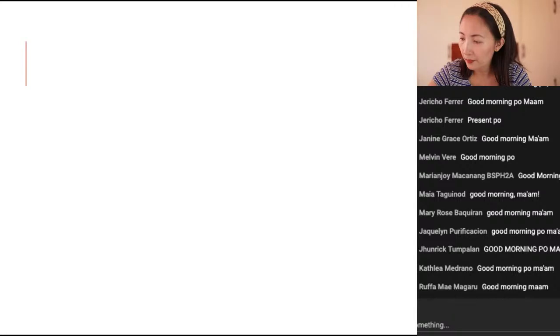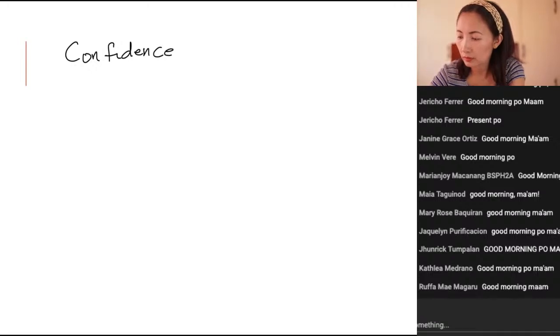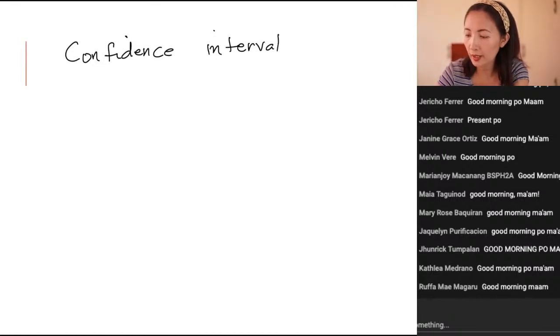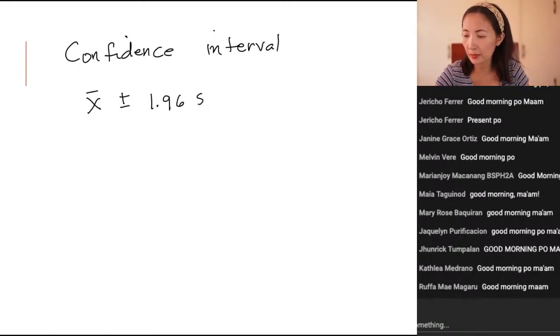There are two ways by which we can establish or compute the confidence interval. One is when we know the standard deviation of the population, then the confidence interval is simply x bar plus minus 1.96 times SE, times the standard error.